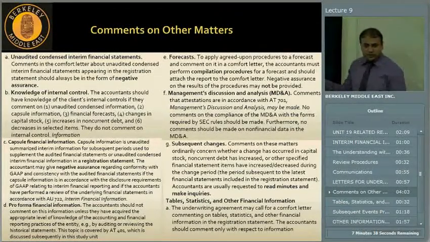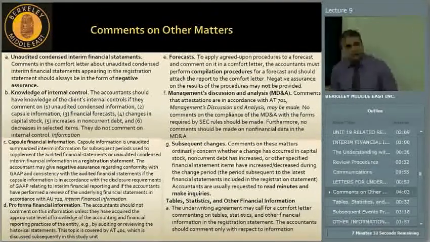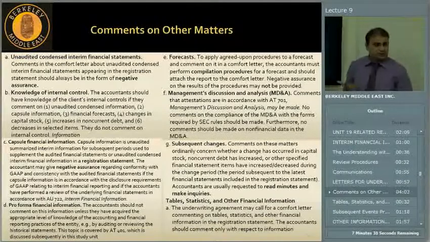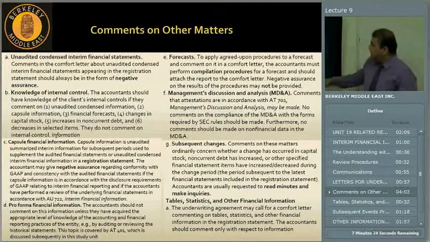Knowledge of internal control is very important. This is for any kind of interim engagement or a final engagement. The auditor must know the nature of the business, how it works, what tests of controls they have to perform, and what the control procedure is.